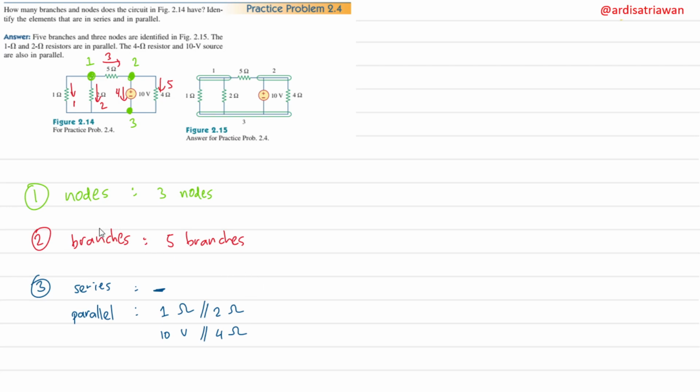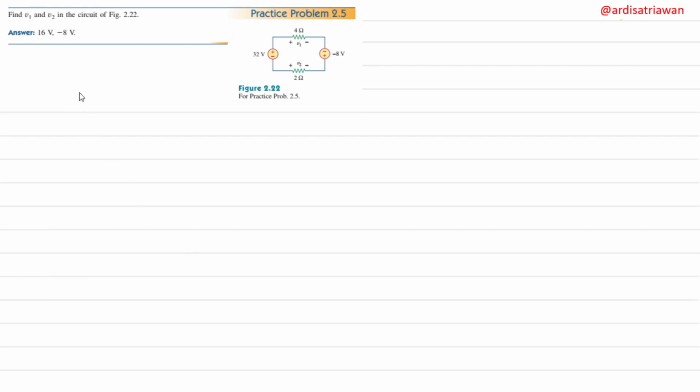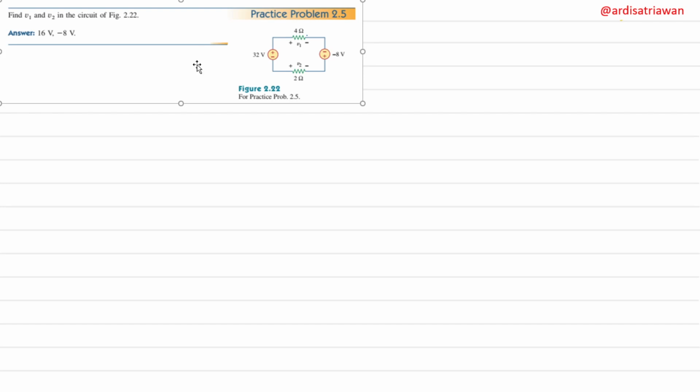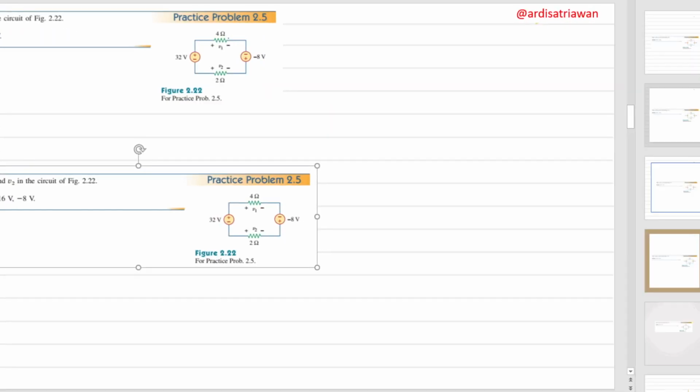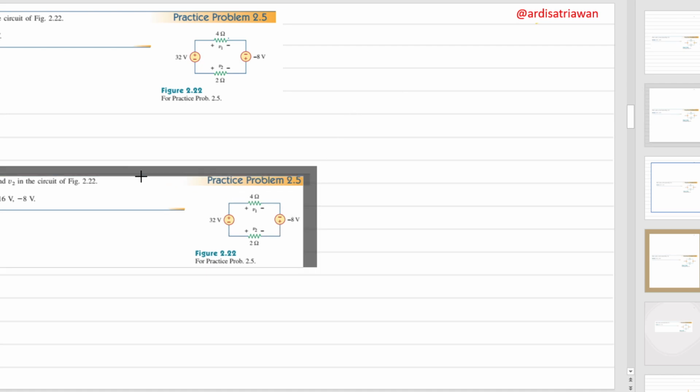Okay, let's move on to next problem. Okay, now we are asked to find V1 and V2 in this circuit. I think we should redraw this circuit first. So let's maybe add some addition here. Okay, maybe we can do this one. Drop this maybe. Drop and do some resize.